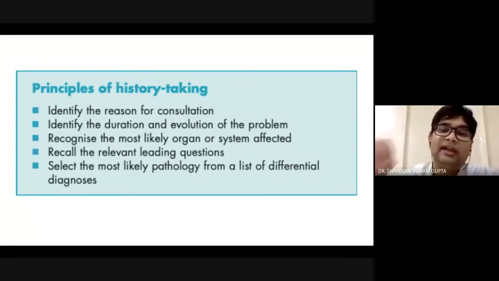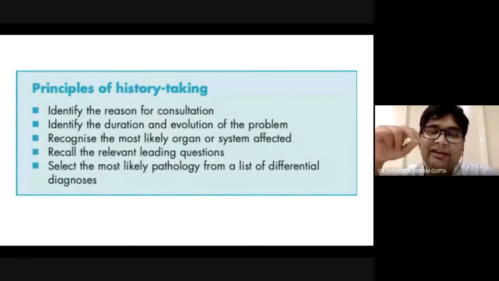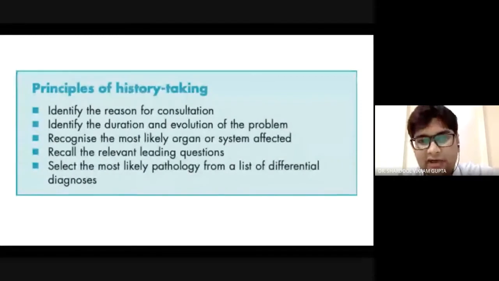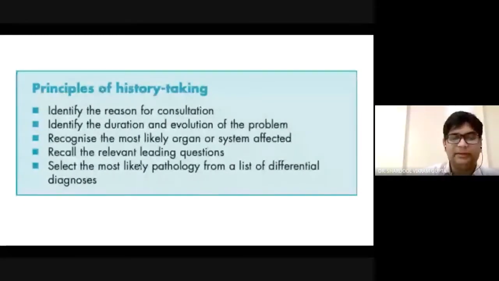So every diagnosis has two parts, organ and pathology. Like organ is appendix and pathology is inflammation. Then the diagnosis becomes acute appendicitis. So you have to include two things in every diagnosis, organ and pathology. Like inflammation of gallbladder, then it becomes acute cholecystitis. You have to select the most likely pathology from a list of differential diagnosis.